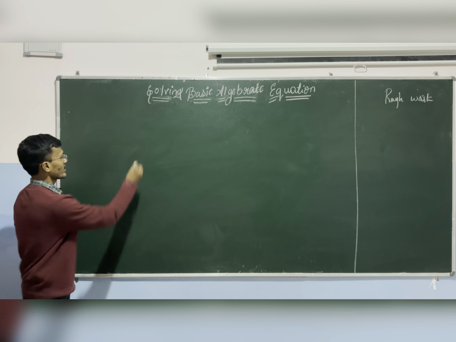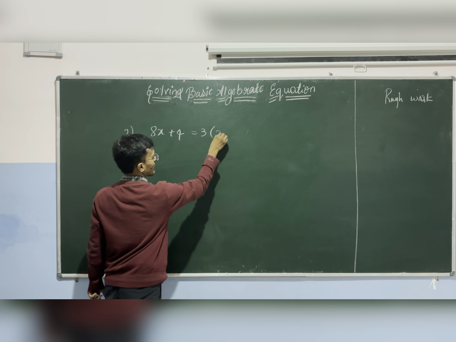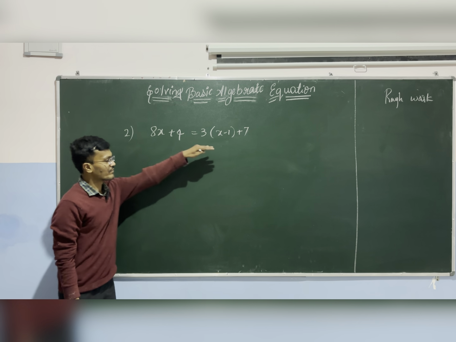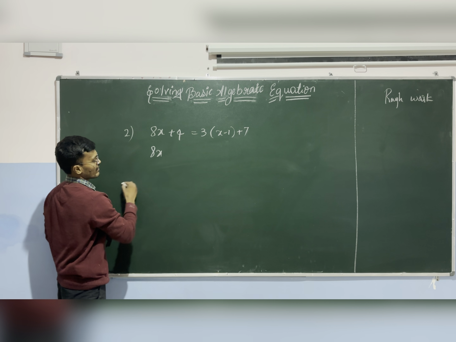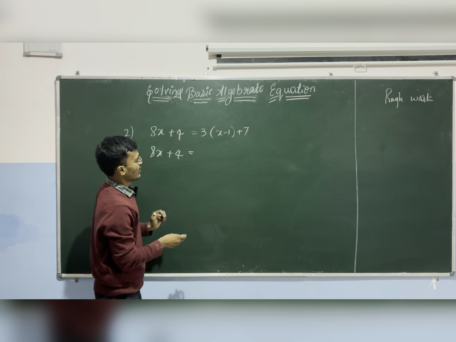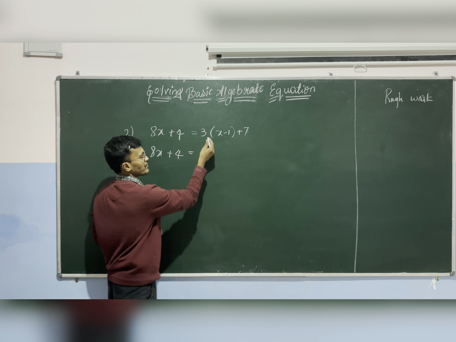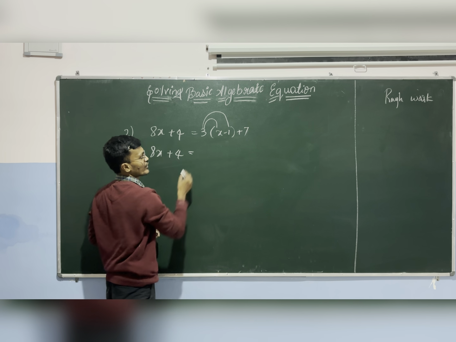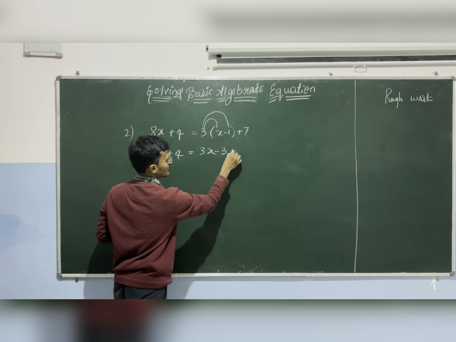Thank you. We will move on to the second question. 8x plus 4 equal to 3 bracket x minus 1 plus 7. So how do we solve that if the equation is in bracket form? So now here, the second step: 8x plus 4 equal to, if the equation is in bracket form, you need to multiply the two terms, 3 into x, and next 3 into minus 1. So 3 into x is 3x, 3 into minus 1 is minus 3, and plus 7.